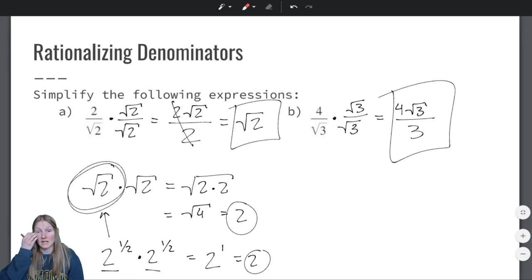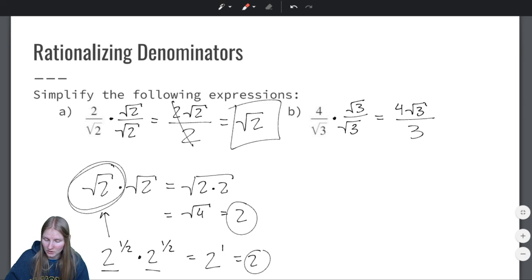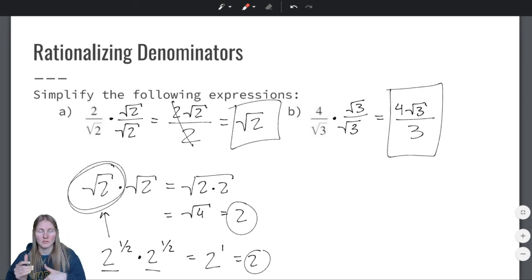And there's nothing to cancel, right? In the first one, we had the 2's on top and bottom that could cancel. Here, there's nothing that can cancel. So, final answer is just 4 root 3 over 3.